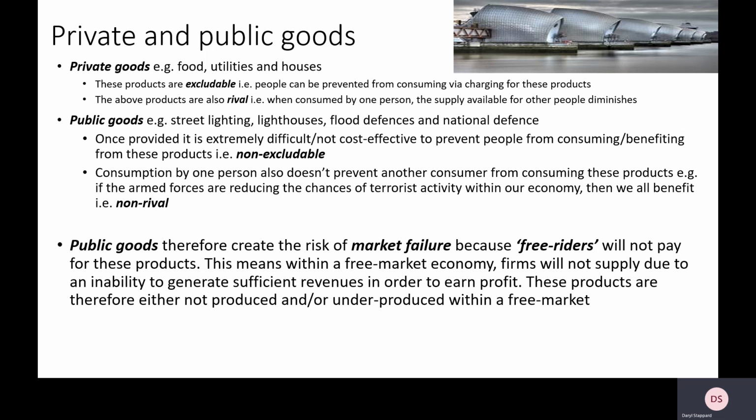So the idea would be, in a free market economy, firms would not be able to generate sufficient revenues to earn profit from these products. That would therefore mean that a pure public good would not be produced at all within a free market economy. So guys, private goods would be provided, but public goods would not be provided because of the free rider problem.